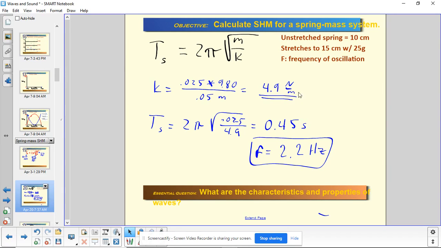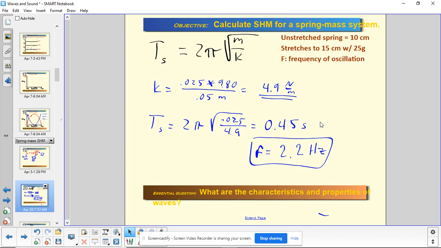Second part of the problem now is we can combine these and plug them all into our equation here. So the period is 2 pi times the square root of 0.025, that is the mass, divided by the spring constant, which is 4.9, and that comes out to be 0.45 seconds. Now that's the period. The question asks for the frequency, so we've got to take the inverse of that. That means 1 divided by 0.45, and we get 2.2 hertz.